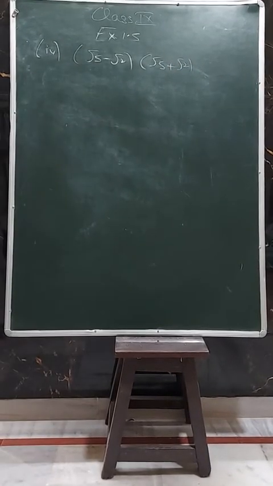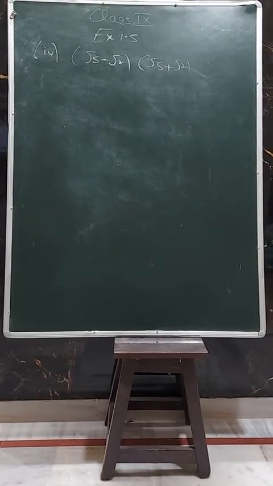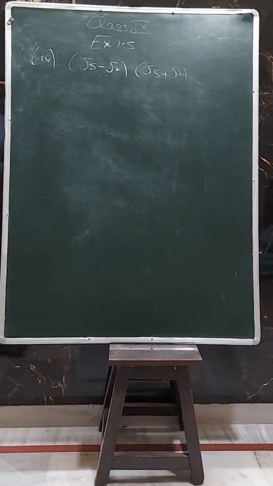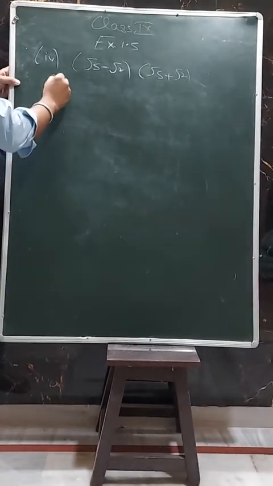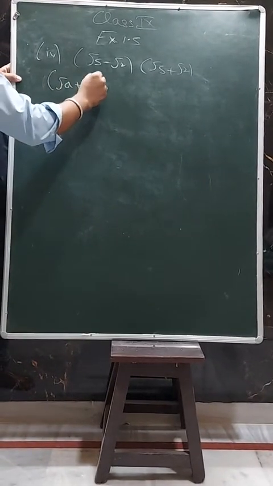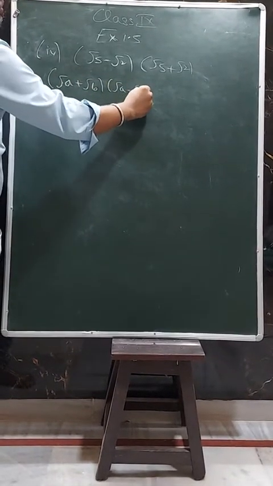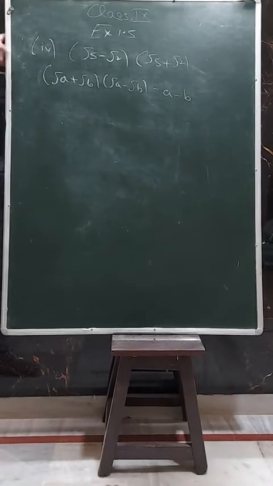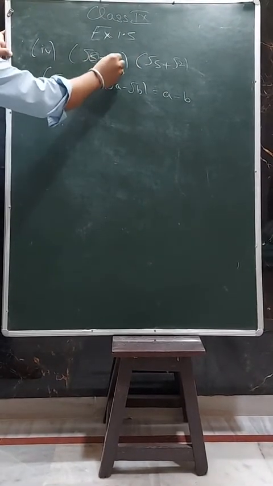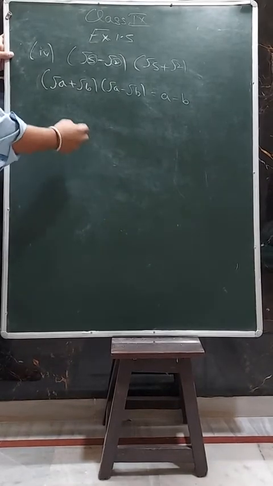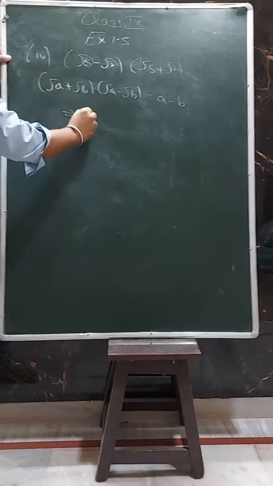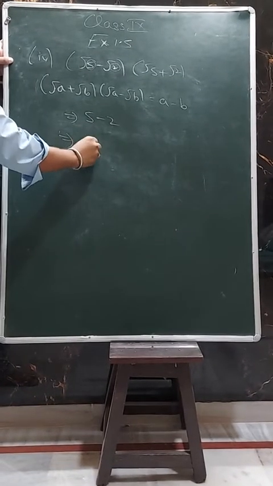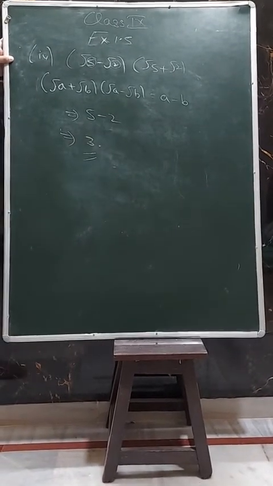Now see which property is this? Root a plus root b, root a minus root b. The third property. What is the third property? Root a plus root b, root a minus root b equals a minus b. A is what? 5. B is what? 2. So simply a minus b is the answer. Means 5 minus 2, and 5 minus 2 is 3. And this is the answer only.